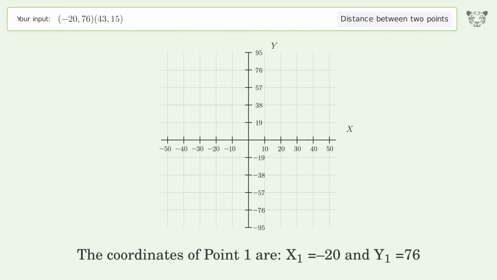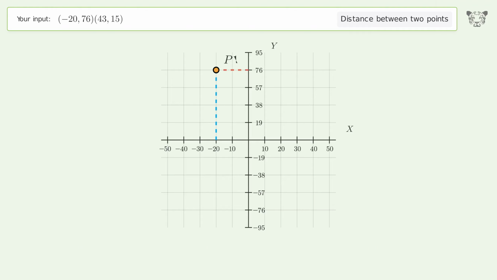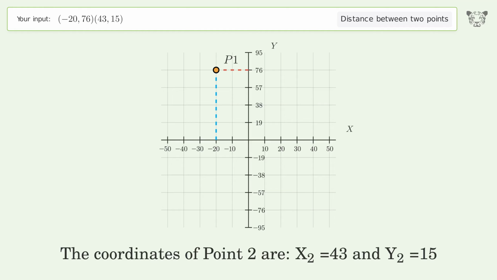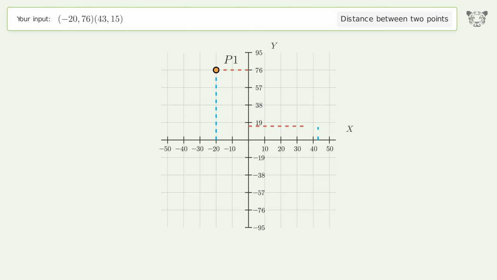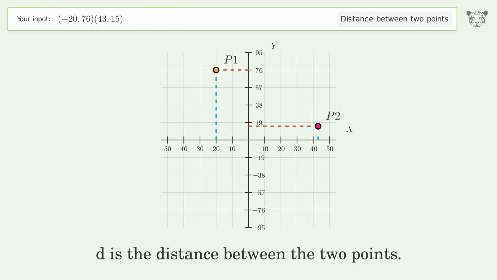The coordinates of point 1 are x1 equals -20 and y1 equals 76. The coordinates of point 2 are x2 equals 43 and y2 equals 15. D is the distance between the 2 points.